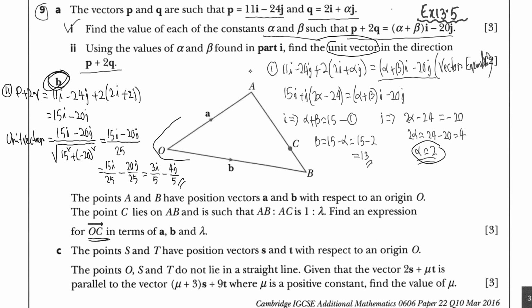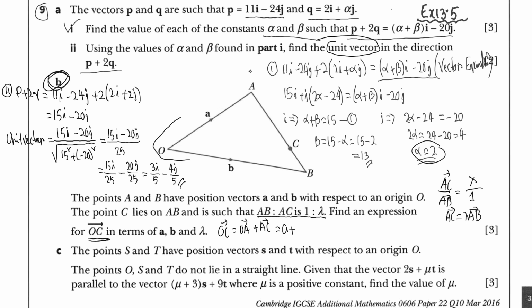So we can reach OC by writing OC equals OA plus AC. OA is A, given, and for AC, the relation is AB is to AC, which is 1 is to lambda. AB part is 1 and AC part is lambda. So we can write AC as lambda of AB.